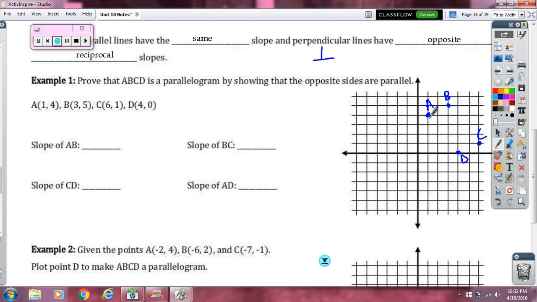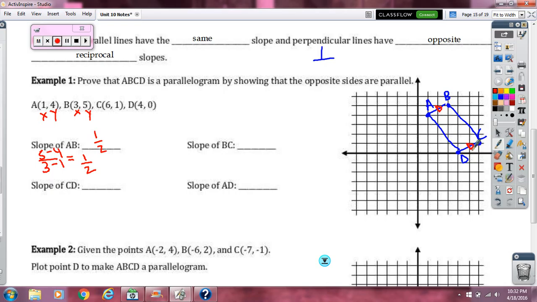So if I need to decide if this shape is a parallelogram, one of the things I can do is check to see if the sides across from each other have the same slope. You can do this with the slope formula. So if I wanted to check if AB and CD were parallel, I could do y minus y, or 5 minus 4, over x minus x, 3 minus 1. And that gives me 1/2 as my slope for AB.